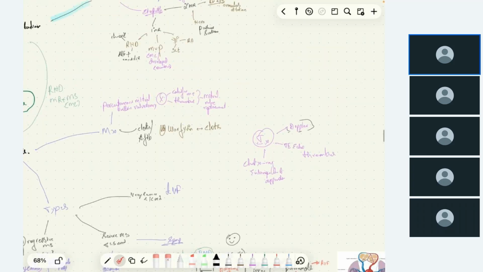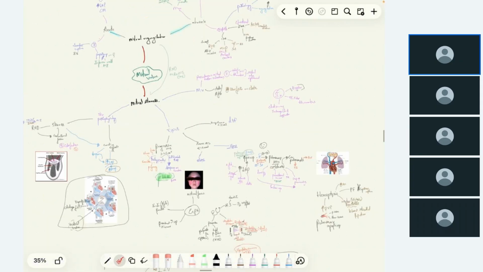The investigations: chest X-ray, echo, transesophageal echo, and Doppler study. And the management, we saw if the patient has clots or atrial fibrillation, we give warfarin. And the definitive treatment, we give percutaneous mitral balloon valvotomy. If the patient has calcific MS or thrombus, we can't do this procedure, so we'll proceed on with mitral valve replacement. We are done with mitral stenosis now.